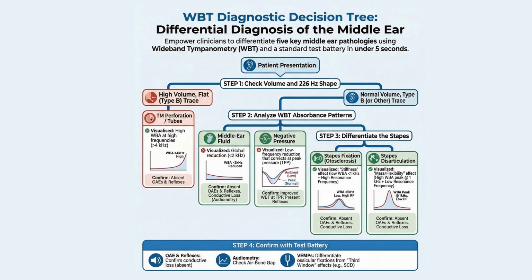If the volume is normal, the next step is to look at the wideband absorbance. Each condition shows a different pattern. For example, middle ear fluid gives a general drop in absorbance, mainly at low frequencies. Negative middle ear pressure also affects low frequencies, but the pattern improves at peak pressure. Wideband measures can also help us tell apart stapes fixation and stapes disarticulation, because they change the middle ear mechanics in different ways. Finally, we confirm the diagnosis with other tests, such as OAEs, acoustic reflexes, audiometry, or VEMPs.